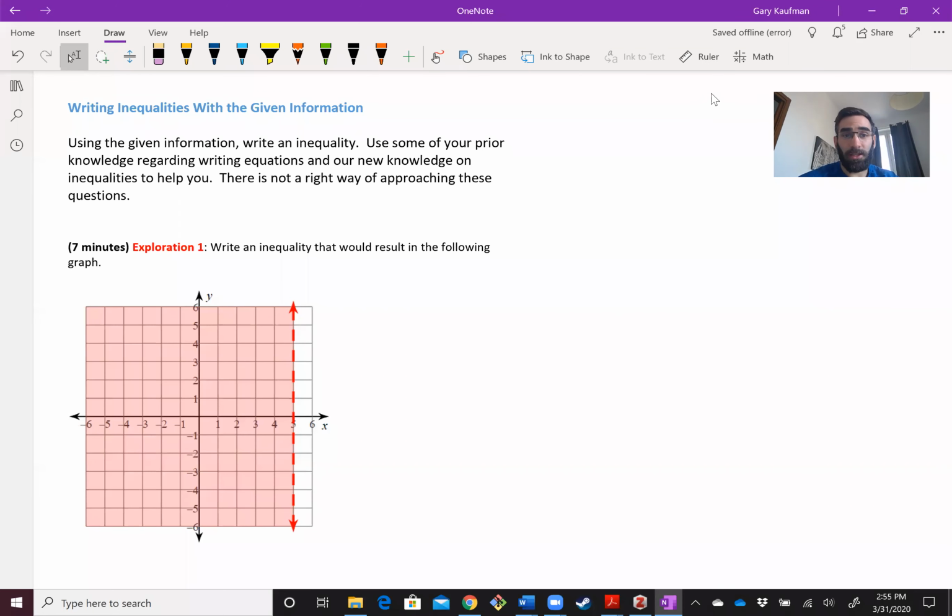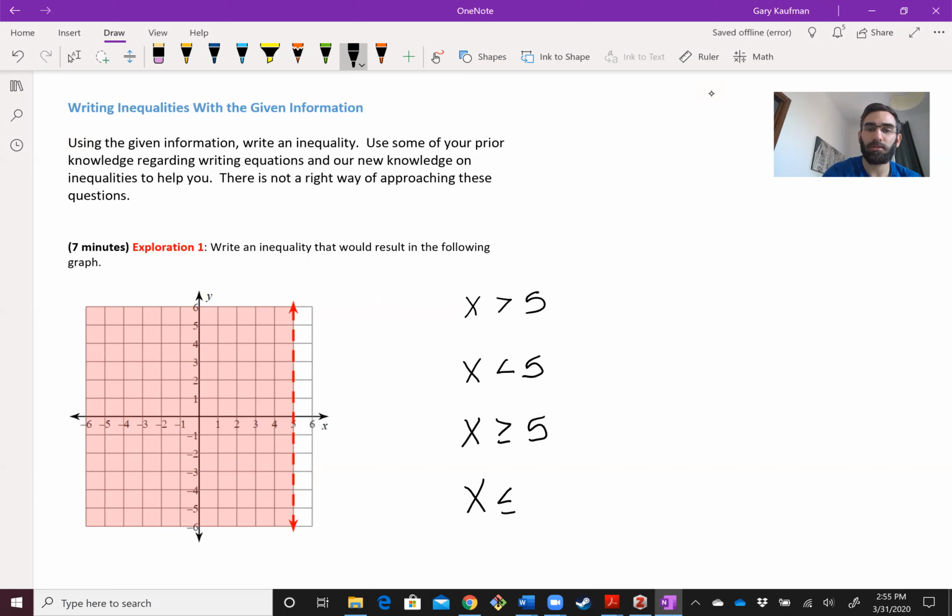So for this inequality, we think to ourselves, it is one of those special cases. It's going to be an x because x is what makes the vertical. We just saw the y, which makes the horizontal. So we're thinking to ourselves, okay, it has to do with 5. So our options are this: x is greater than 5, x is less than 5, x is greater than or equal to 5, x is less than or equal to 5. So this one's nice because there's 4 options.